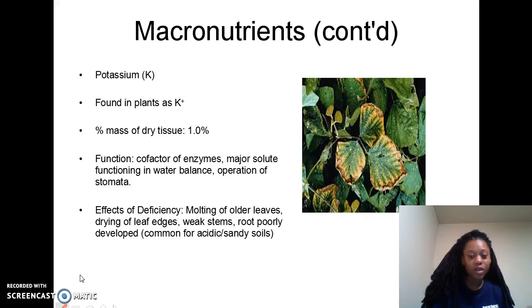If it can't get enough water in, it's not hydrated properly. And if it can't get enough carbon dioxide in, it can't undergo photosynthesis to convert it to sugars, which is needed to reproduce. So that talks about how it helps with the operation of the stomatum. We talked about the water balance because of the stomata being able to open and close to allow water to pass. Cofactor for enzymes.